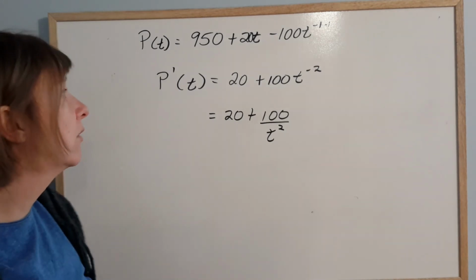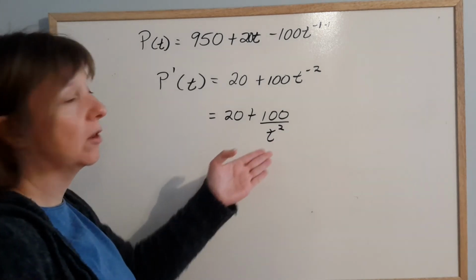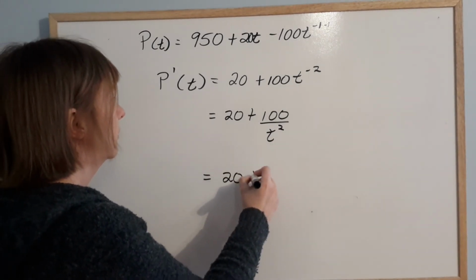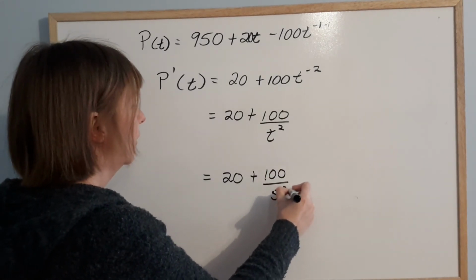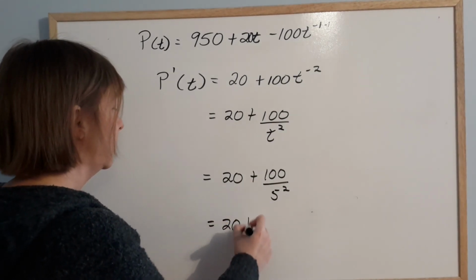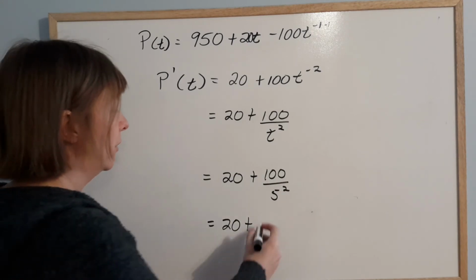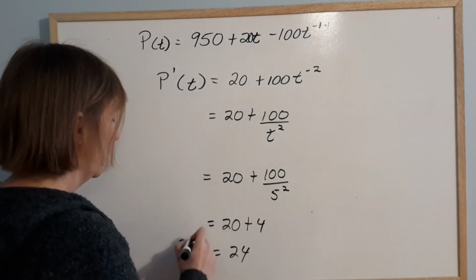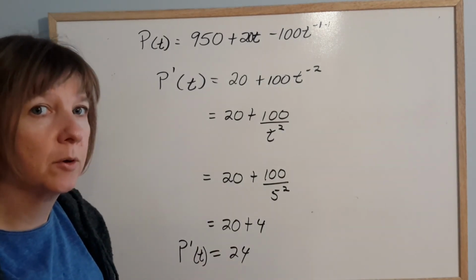They want to know the rate of change of this community after 5 years. So for t, we're going to put in 5. If I do 20 plus 100 over 5 squared, then 5 squared is 25, and 100 divided by 25 is 4. So that is 24. Again, keep in mind what they mean when they talk about rate of change.